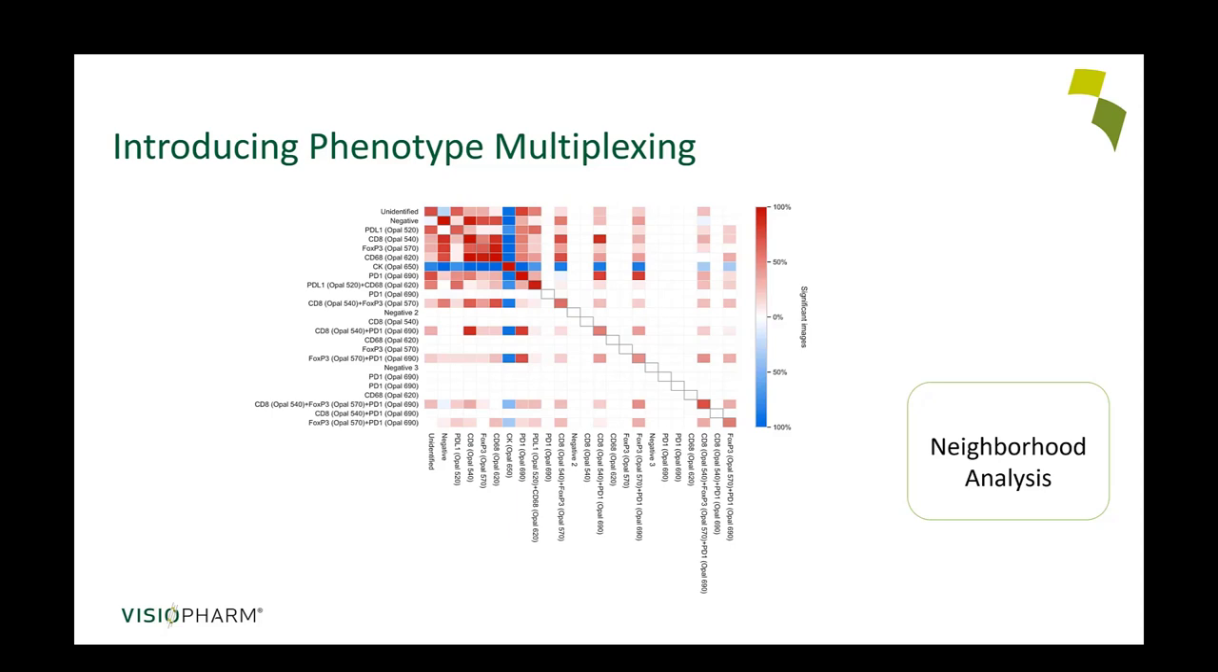So the chart not only tells us what phenotypes of cells are found close to one another, it also shows us which types of phenotypes are found specifically far away from each other. And we can compare this type of analysis across patient samples to see if, for example, responders have a different attraction of different phenotypes than non-responders.